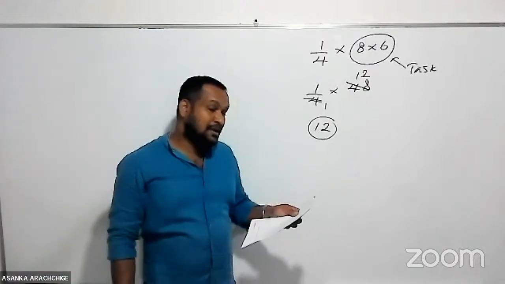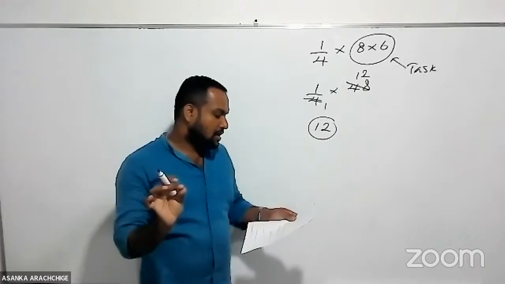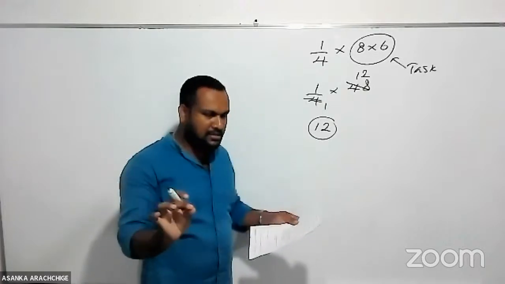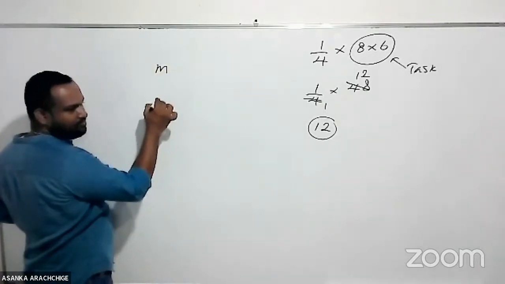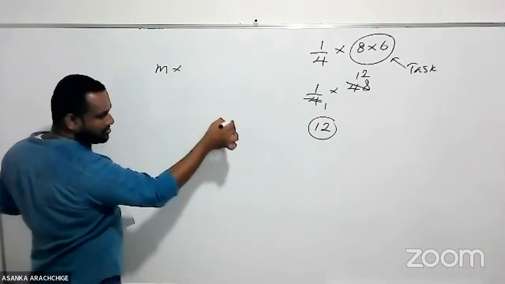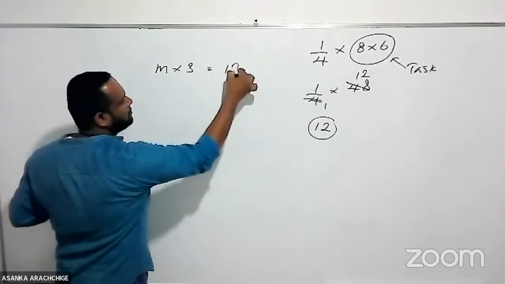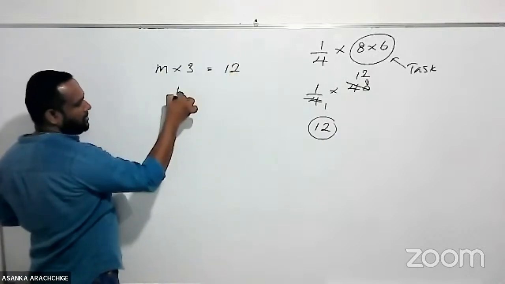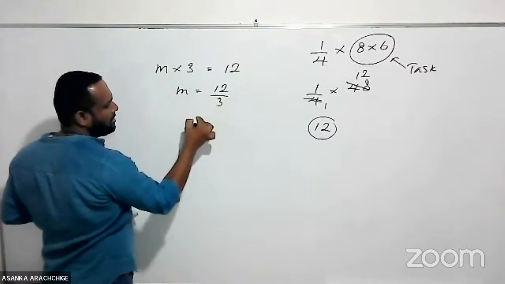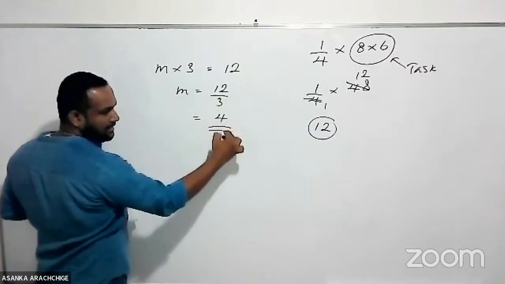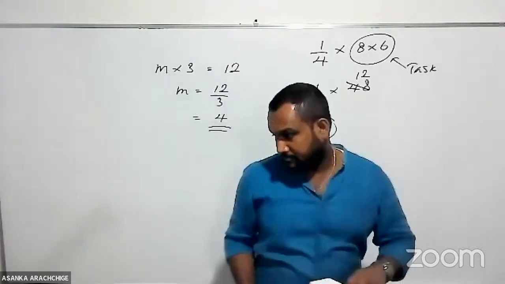Find the number of workers. I take the number of workers as n. Number of days, 3. n times 3 must be equal to 12. Therefore, n is equal to 12 divided by 3. Answer: 4 men.